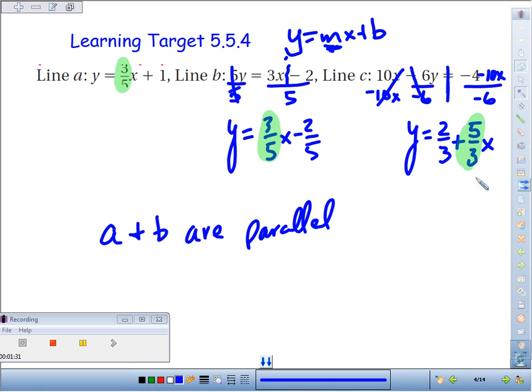Some people might want to say, well, this is the reciprocal of 3/5, which is correct, but to be perpendicular, it would have to be an opposite reciprocal. So if I had another line that had a slope of negative 5/3, then I could say that it would be perpendicular to B and A. Since I don't have any with a negative 5/3 slope, all I can say is that A and B are parallel.